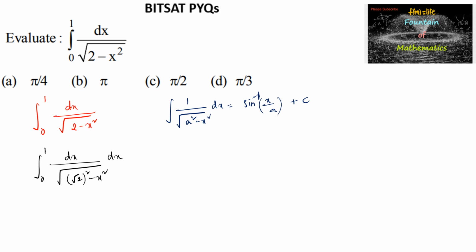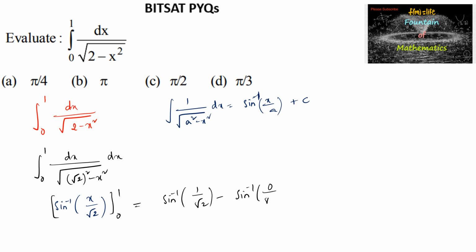So here we can write sine inverse of x upon root 2 over the limits 0 to 1. So sine inverse of 1 upon root 2 is the upper limit, minus sine inverse of 0 upon root 2. So sine inverse of 1 by root 2 is pi by 4, since sine of pi by 4 is 1 by root 2, and 0 upon root 2 is 0, sine inverse of 0 is 0. So we can say pi by 4 is the answer, which is option A.